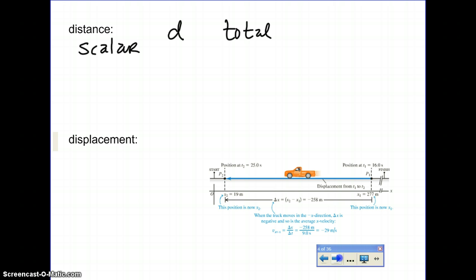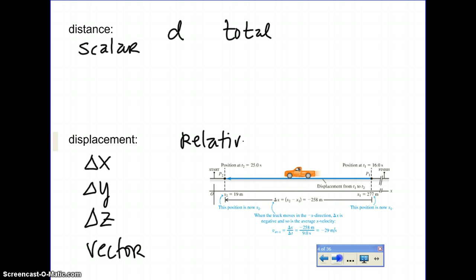Displacement, on the other hand, is a change in position on one of those number lines, and it is a vector. That means that direction does matter, and instead of a total measure, it's a relative measure. That is, we really want to compare it to something else, some point of reference. A lot of times that point of reference is the origin of that object, but not always.